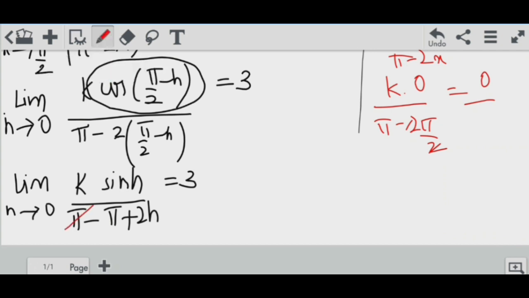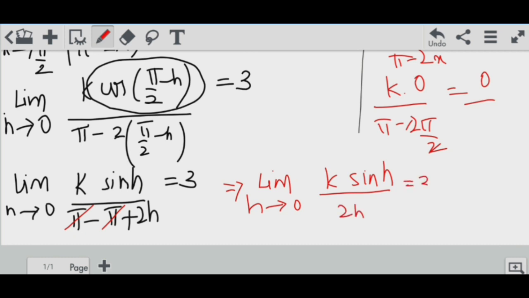Here minus pi plus pi cancels, so you are left with limit h tends to 0 of k sin h divided by 2h is equal to 3.